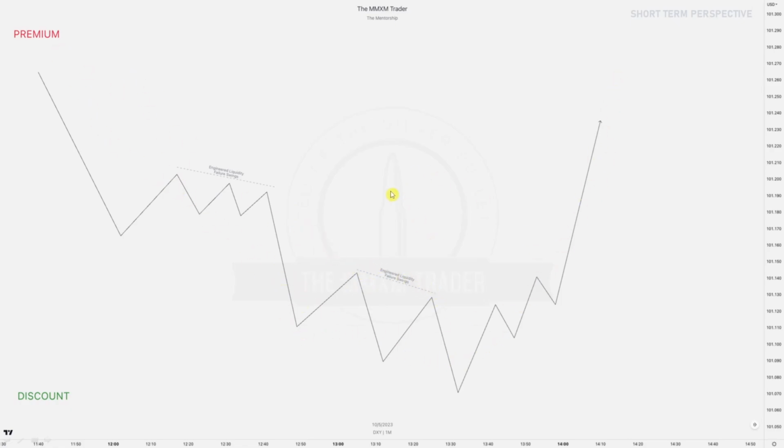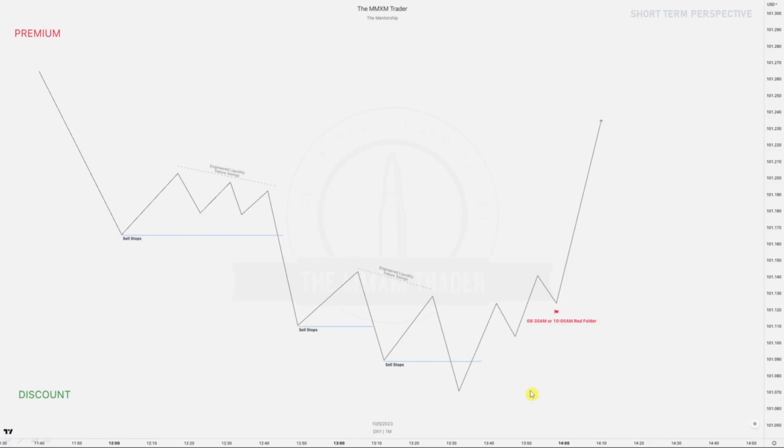and we're forming a market maker buy model in this scenario, right? So sell stops have been liquidated over here and down there. Smart money reversal down here. And then let's look, when is that news event, right? We've got that 8:30 or 10 a.m. news folder, and then we look for, did sell stops get raided prior to the news?